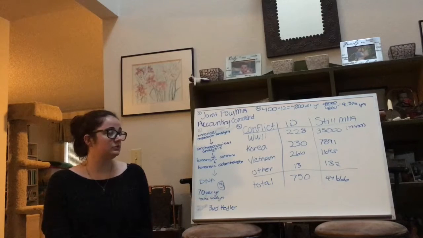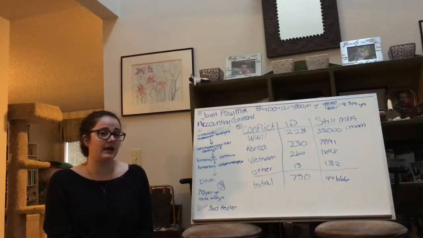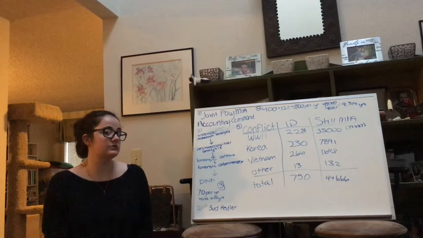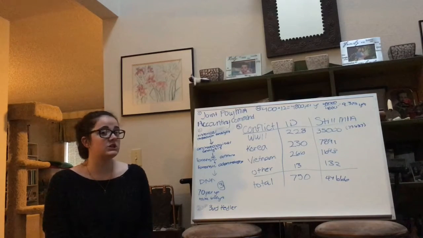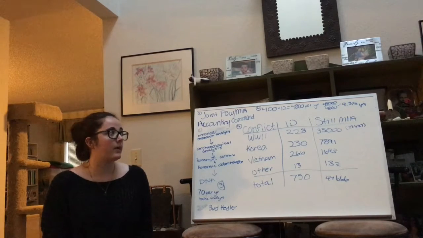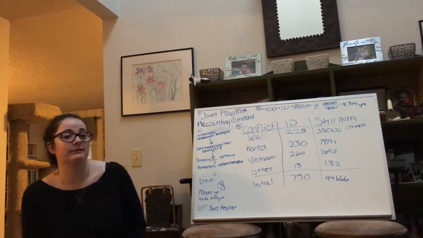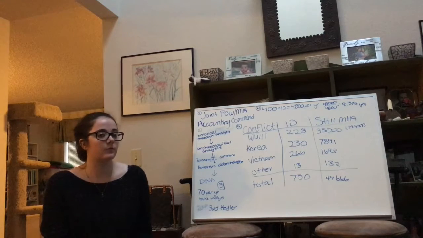In World War II, only 228 have been identified, leaving 35,000 unidentified, which is just a small portion of the ones actually missing in action. There are a total of 73,637 still missing from World War II.